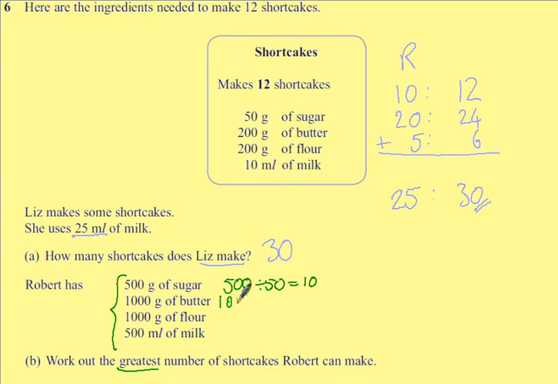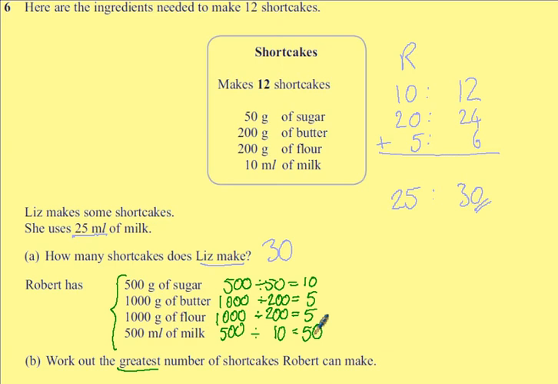We've got 1,000 grams of butter, and the recipe needs 200 grams of butter. So how many lots of the recipe could we make? 1,000 divided by 200 gives me 5 lots of the recipe. And similarly, I've got 1,000 grams of flour divided by the 200 grams that I need for each lot, which gives me again 5 lots. And finally, I've got 500 millilitres of milk available, and I only need 10 millilitres of milk for each one, so I've got enough to make 50 batches.